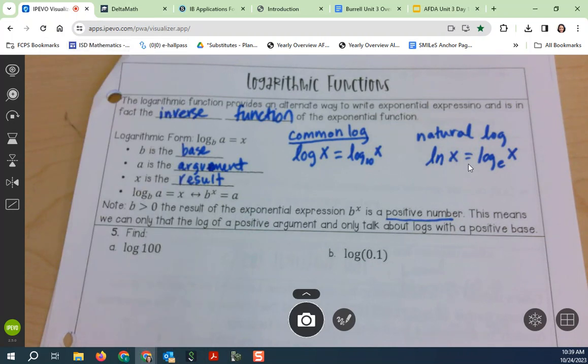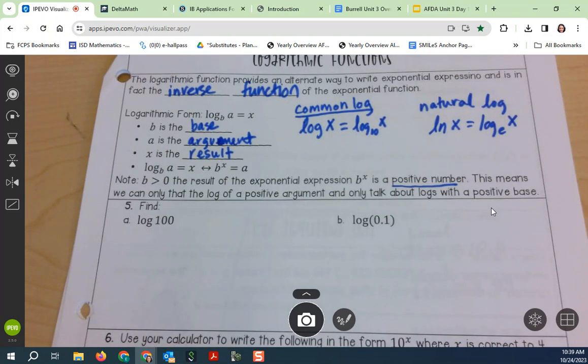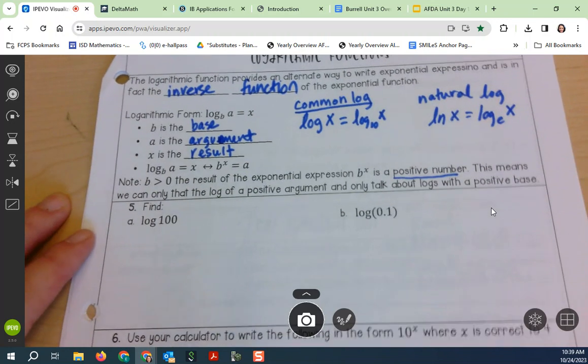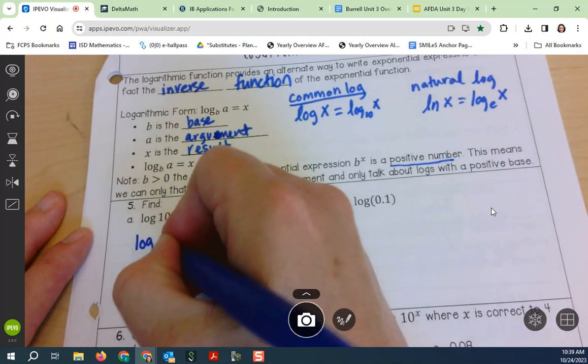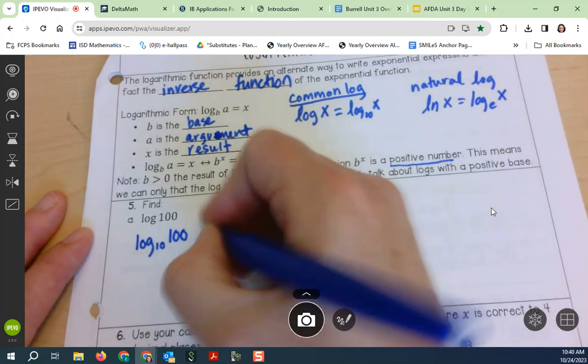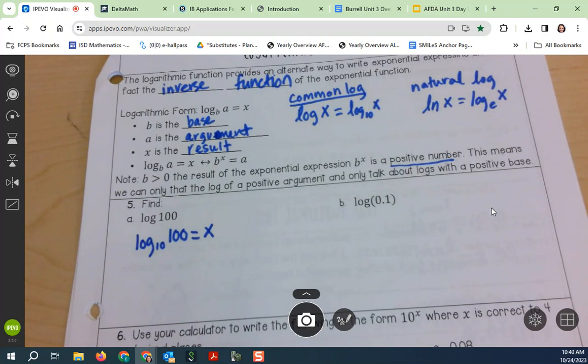All right, but you get to use the e. You'll use ln or you'll use e, so you don't have to know exactly what that number is. So we are going to evaluate by not using our calculator first. We're going to evaluate by changing these into exponential equations. So first one, log of 100. Now remember that means log base 10 of 100. And we're trying to find the answer to that, so we're going to put equals x. What does log base 10 of 100 equal?